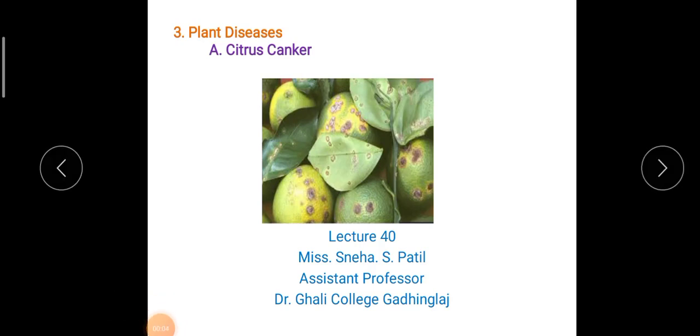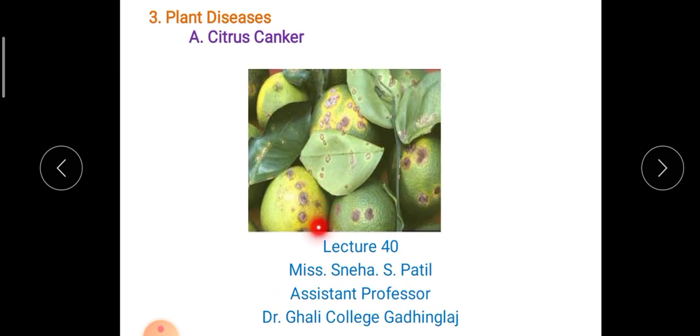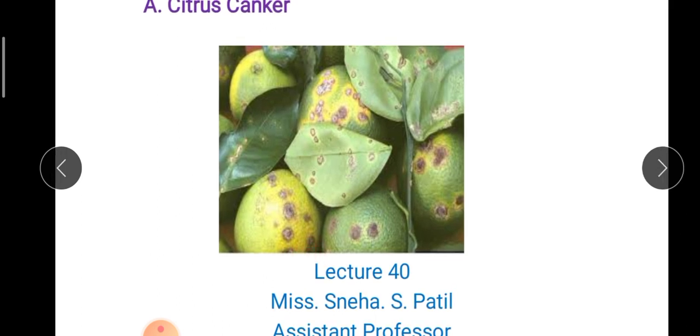So good morning students. Today we are starting with the plant diseases. There are mainly 3 plant diseases included in your syllabus. From that, first we are going to study citrus canker. This is the image of citrus canker, how the citrus canker is caused to a specific citrus fruit.